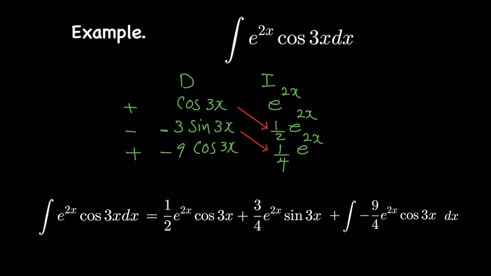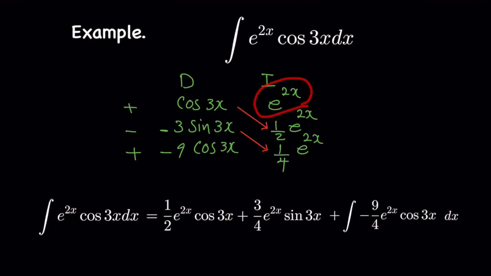Then you differentiate it one more time. Derivative of sine is cosine. So derivative of sine 3x is going to be cosine 3x, but multiplying by a 3 because of the chain rule. So the derivative of minus 3 sine 3x is going to be minus 9 cosine 3x. Every time that you differentiate, you get a 3 because of the chain rule. And I'm going to stop here, and I will tell you why I'm stopping here.